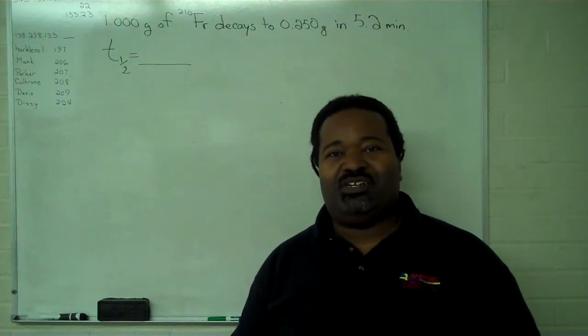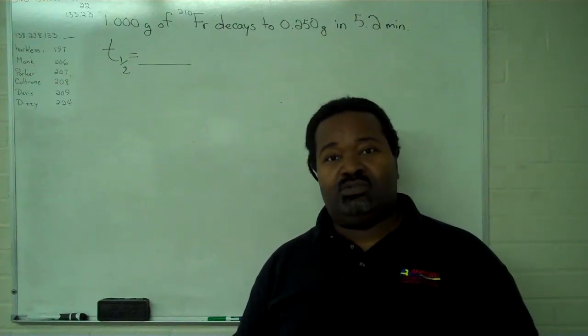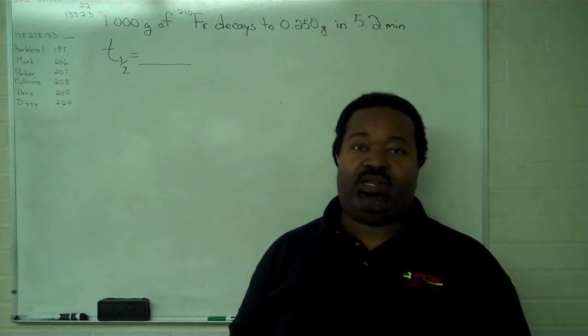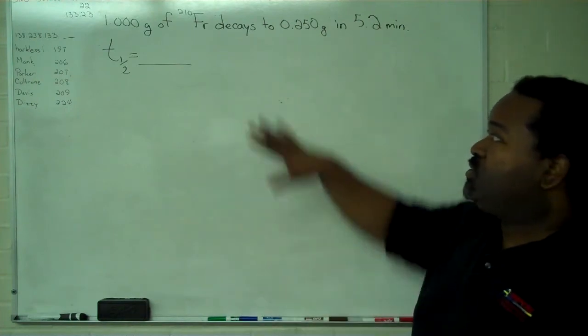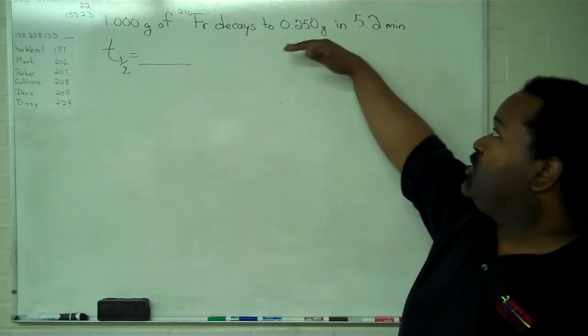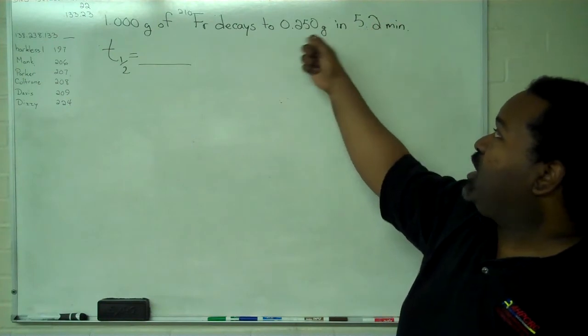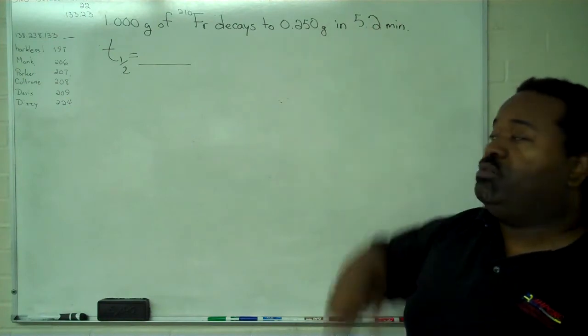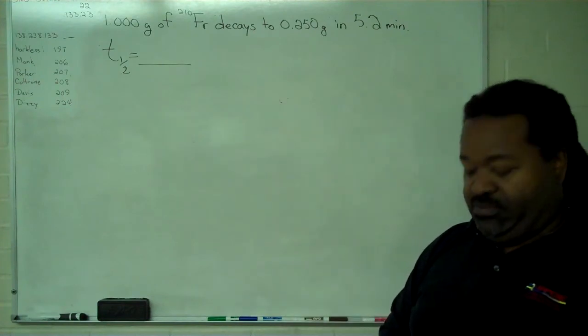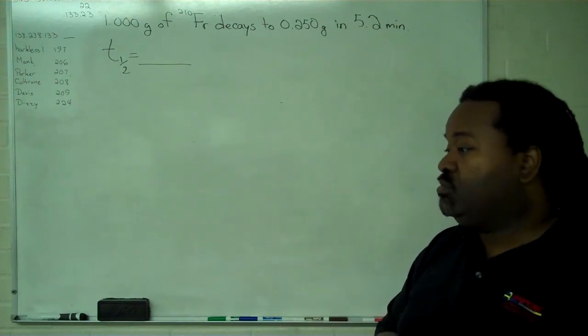In this instructional video, I'll show you how to use what we know about nuclear decay processes, first-order rate equations, and half-lives in order to solve this problem. We're given an initial amount of francium-210 and an amount of time it takes to decay to a particular amount. And the question becomes, well, what is the half-life of francium-210?